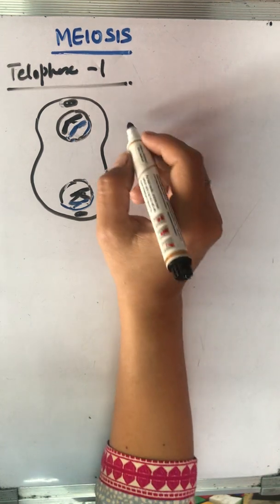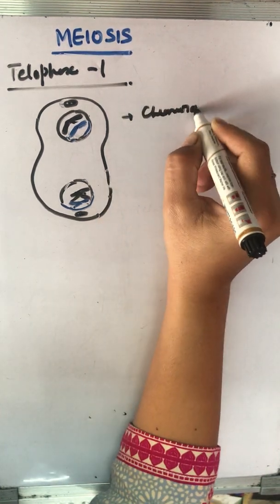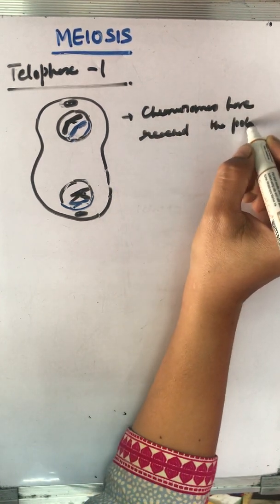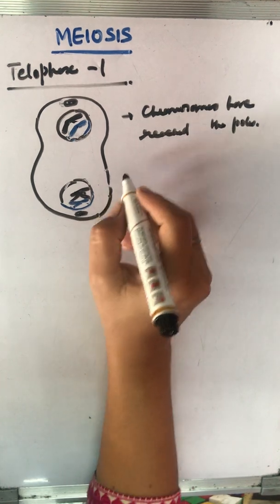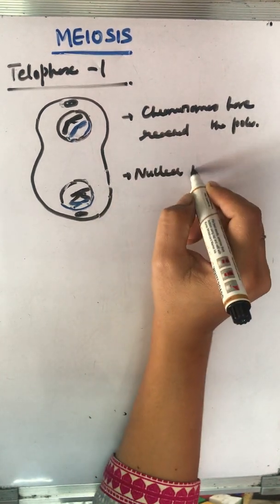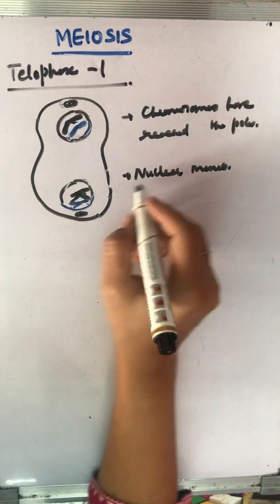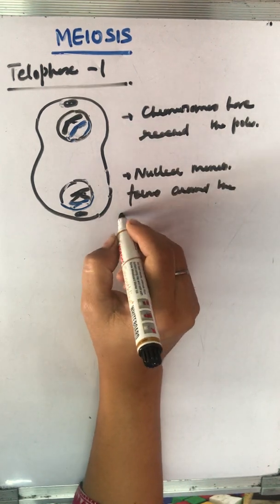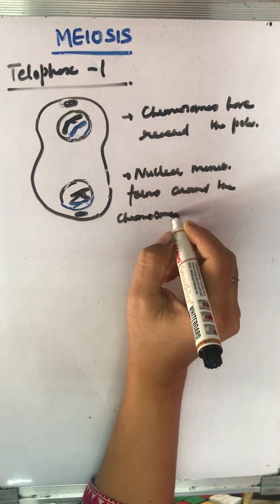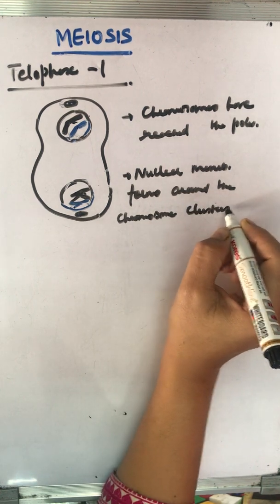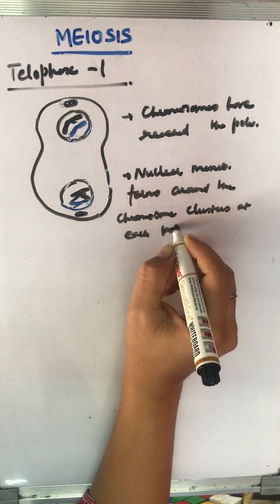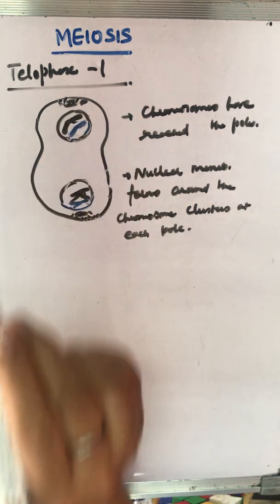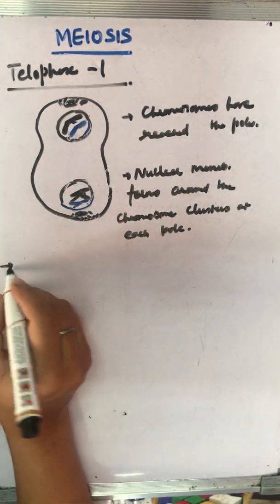Alright, here we say chromosomes have reached the poles. And secondly, nuclear membrane forms around the chromosome clusters at each pole. Okay, so this is what is observed. What is expected after that?